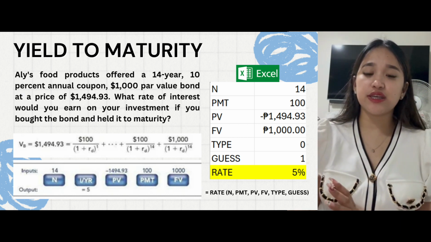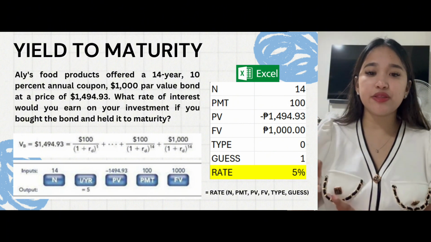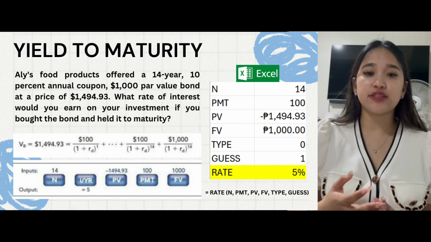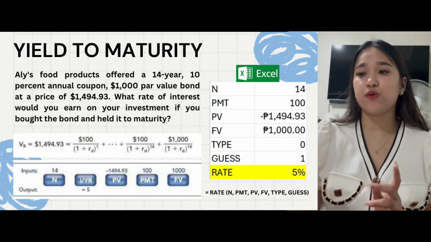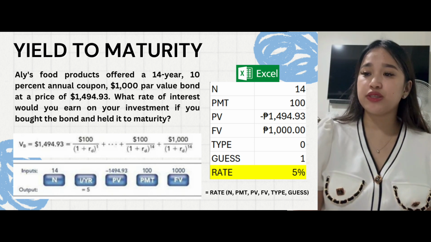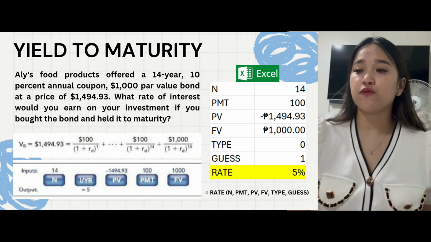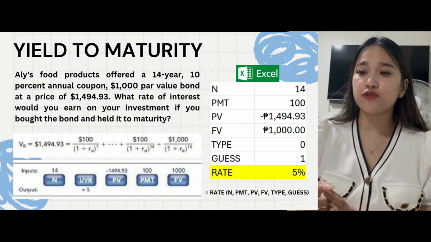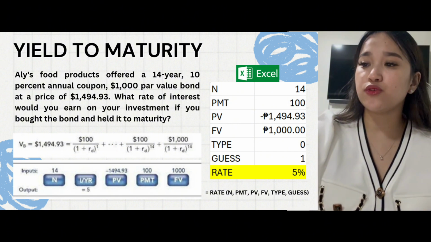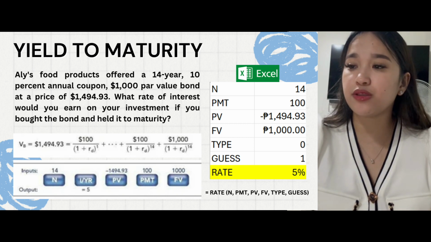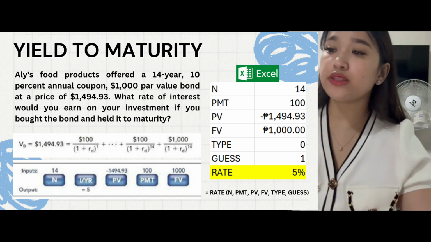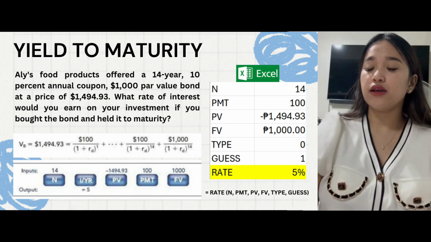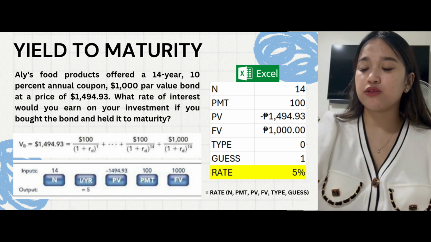So as we can see here in the presentation, we have the N, or the number of years, which is 14 years. We have the PMT equal to 100. We have the present value, and we are going to add a negative in front, so we have negative 1,494.93 peso. And for the future value, we have 1,000 peso.